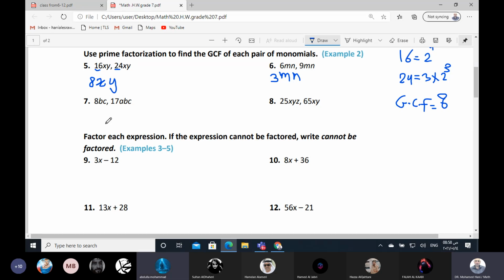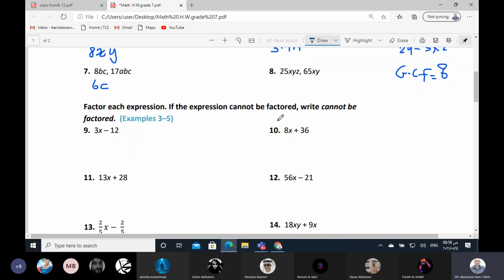Okay, who can answer me number 7? I think it's 1bc. No GCF between the numbers, no common factors between 8 and 17. So take the common variables. We have here b, and here c. So we can write just bc or 1bc.